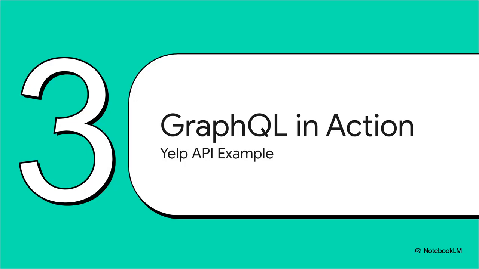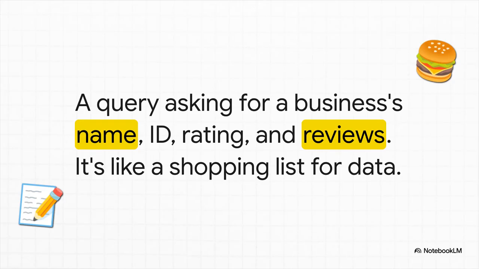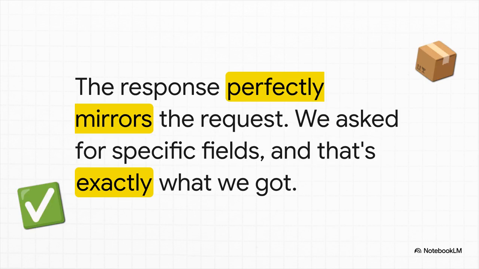Okay, so analogies are great, but let's see how this thing actually works in the real world. We're going to take a look at a few examples using Yelp's public GraphQL API, which is a perfect way to see this in action. Okay, so imagine we're building an app, and we need some details for a restaurant. Our GraphQL query is basically our shopping list. We're telling the API, hey, I want the business's name, its ID, its rating, and a list of its reviews. That's it. That's our list. And look at this. The response we get back is a perfect mirror of our request. The structure of the data, the JSON, it matches the shape of our query perfectly. We get those exact fields we asked for all in one super efficient trip.